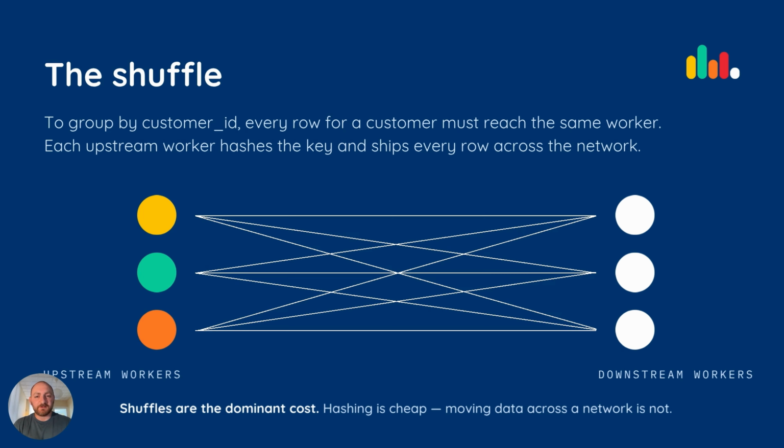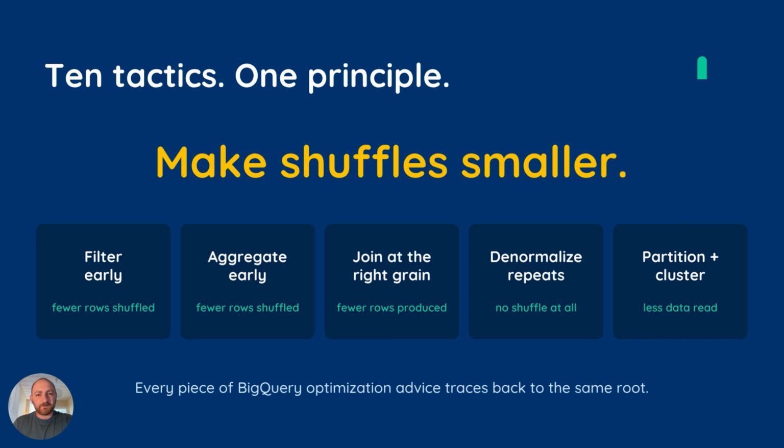That's shuffle. And here's the thing. Shuffles are the dominant cost in distributed analytical queries. Not because hashing is hard, hashing is cheap, but because moving data across a network is fundamentally slower than processing it in memory. The computation is rarely the bottleneck. The movement is. Once you see shuffles, something clicks.